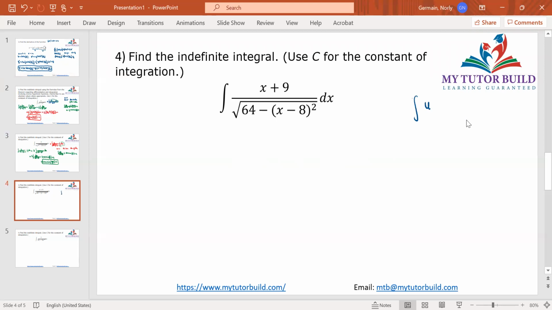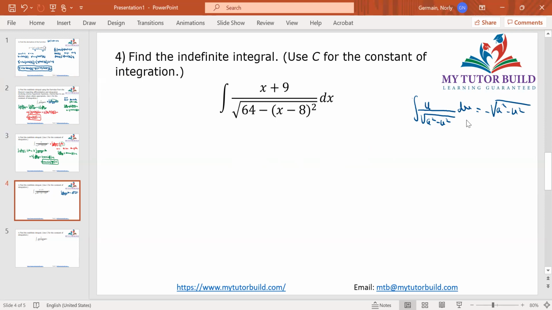u over square root of a squared minus u squared du. If you have something like that, it would simply be equal to negative square root of a squared minus u squared. Now we see if for any chance we can transform that expression to show that we have u over square root of a squared minus u squared, then it's going to save our life.